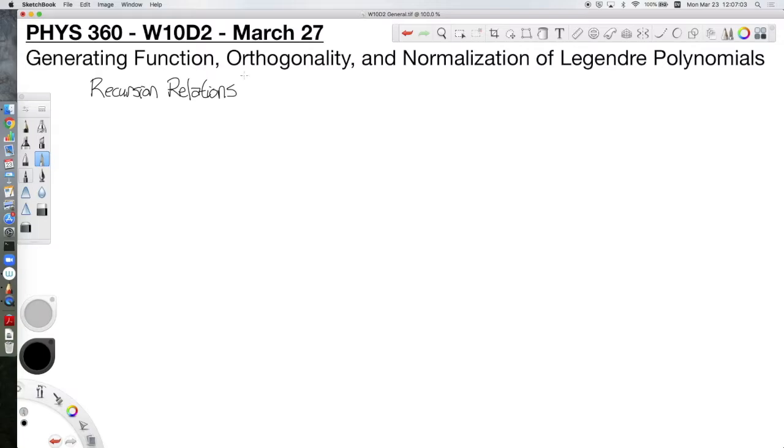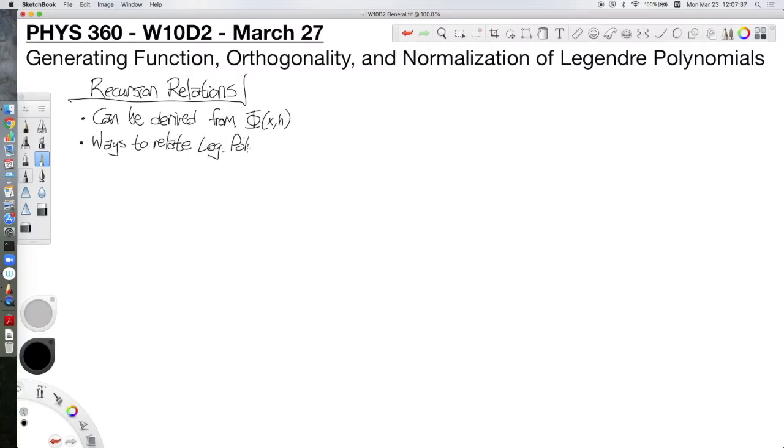Recursion relations are things that, one, can be derived from our generating function. We're not going to go into exactly how this is the case for today's lecture, but just know that they can be derived from the generating function. And what recursion relations are, are ways to relate the Legendre polynomials to other Legendre polynomials and their derivatives.